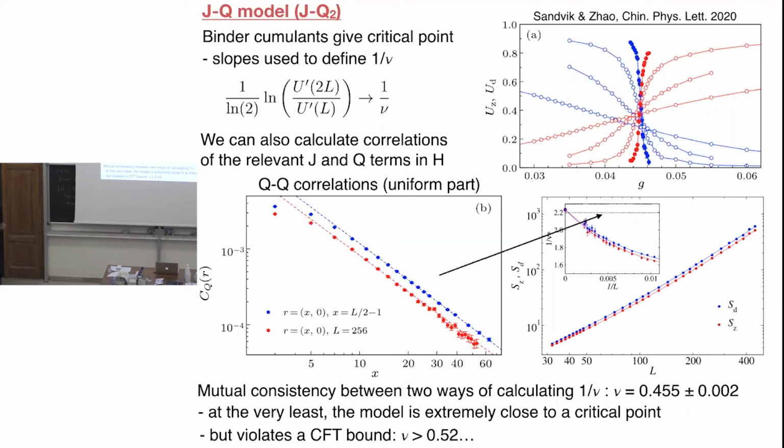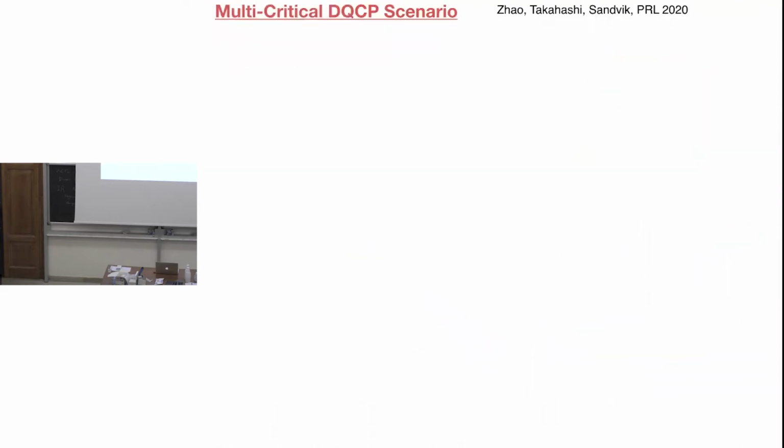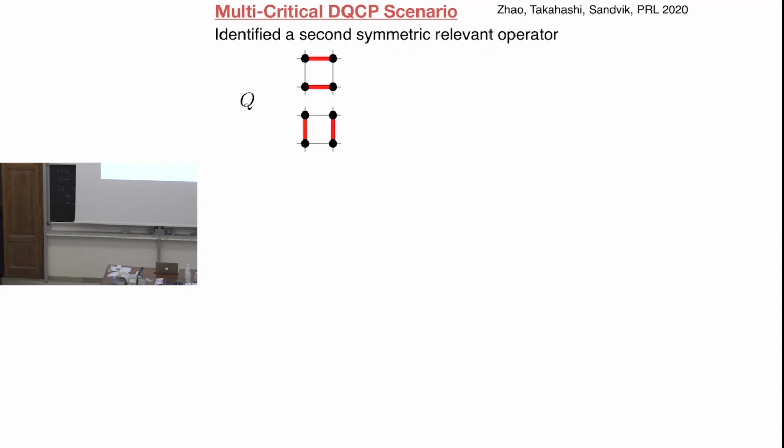Okay, let me go on and then we can discuss it more, because this all sort of gets explained by a new scenario that we have. So the scenario is that the DQCP is actually multi-critical, and that was suggested in that paper. And why do we say that? Well, because we identified a second relevant scaling field, which would make the bound before be irrelevant, pun not intended, because that was derived under a condition of a single relevant field.